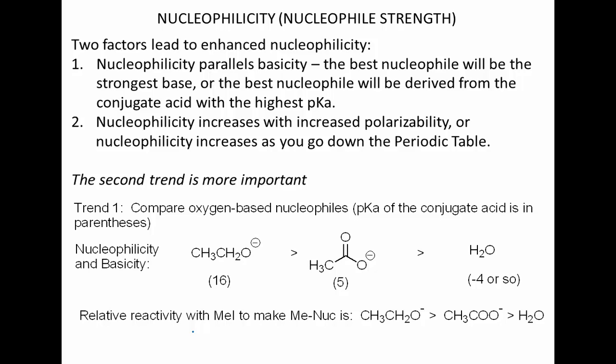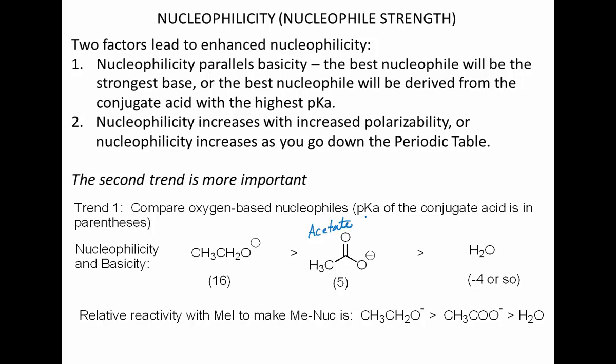First, let's look at an example of the first trend. If we compare oxygen-based nucleophiles, we can just look at the pKa of the conjugate acid to determine which is the best nucleophile. Ethoxide is a better nucleophile than acetate, which is this anion here, the conjugate base of acetic acid. And this is a much better nucleophile than just plain old neutral water, which is the conjugate base of H3O+.